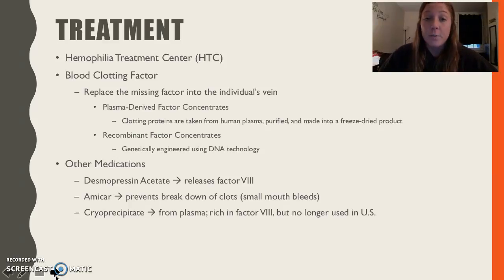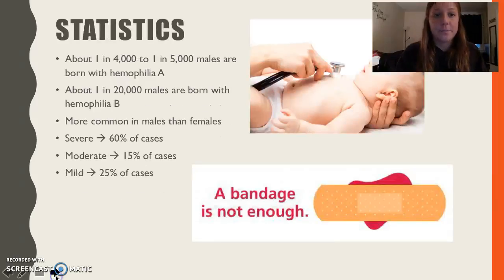Another medication is cryoprecipitate. Now, this is a substance that's derived from plasma, and it's very rich in factor 8. However, there is no method to kill the viruses, so it's no longer used in the U.S. due to safety. A few statistics regarding hemophilia. 1 in 4,000 to 1 in 5,000 males are born with hemophilia A, and about 1 in 20,000 males are born with hemophilia B. As I mentioned before, it is much more common in males than it is in females. 60% of cases are severe, 15% of cases are moderate, and about 25% of cases are mild.